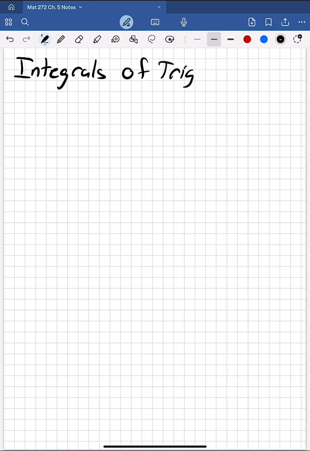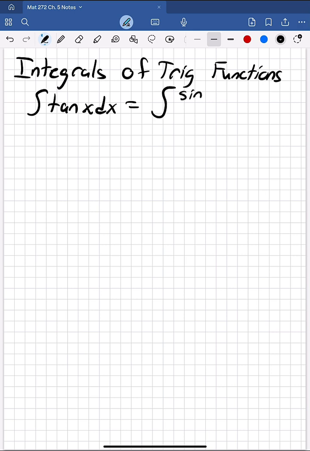So integral of trig functions. All right. And so let's just look at one, and then I'm going to give you a list of all of them. Okay. So let's say that we want to find the integral of the tangent of x with respect to x. Okay. Well, tangent of x, if you remember from pre-calc, maybe even calc 1, tangent of x is really the sine of x over the cosine of x with respect to x, right?